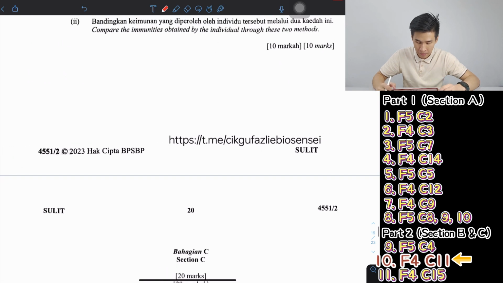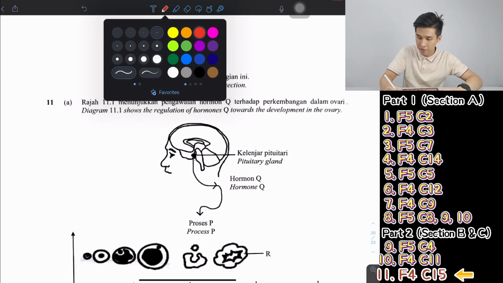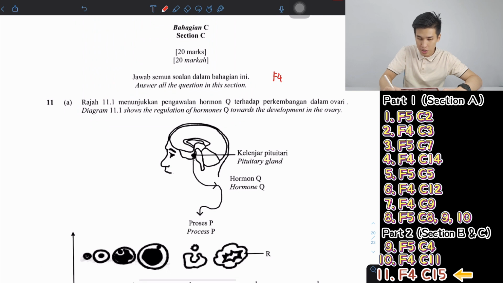Okay, our last question here, section C, reproduction question. Reproduction did come out last year, but it came out in structure, which means there's a chance it could be asked as an essay. So I think we'd better do this one also. From Form 4 Chapter 15, this is reproduction.